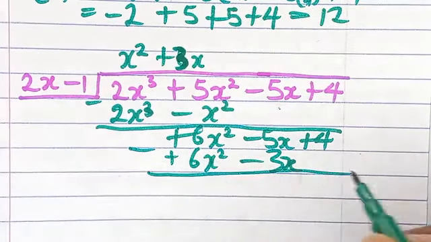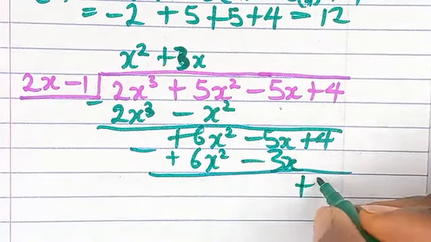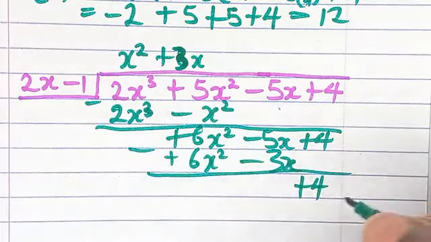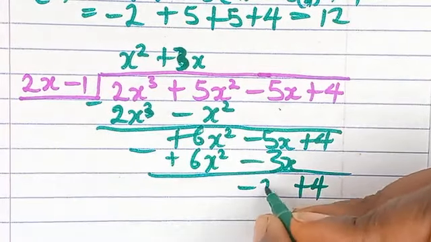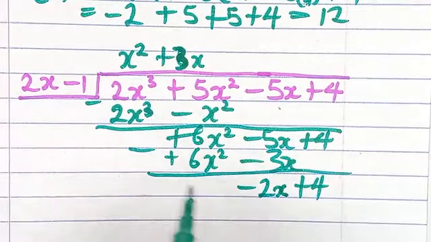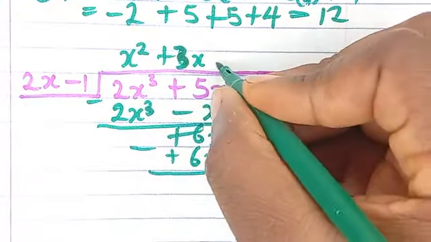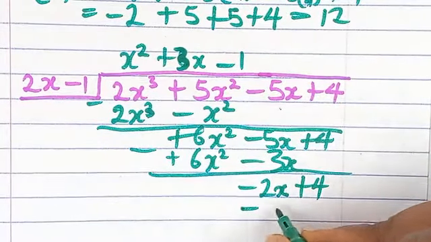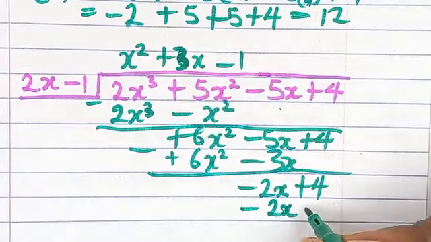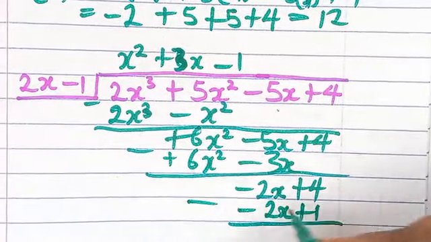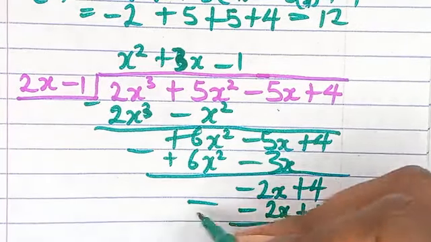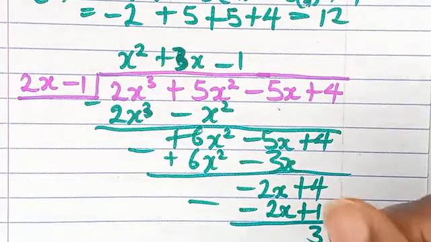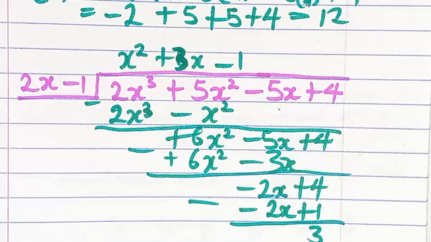We subtract. When we subtract, we bring down plus 4. Minus 5x, finally, plus 3x is minus 2x. When 2x goes into minus 2x, we're going to have minus 1. And then minus 1 times 2x is minus 2x. Minus 1 times minus 1 is plus 1. When we subtract, we are going to have 4 minus 1, which is 3. So 3 is the remainder here.